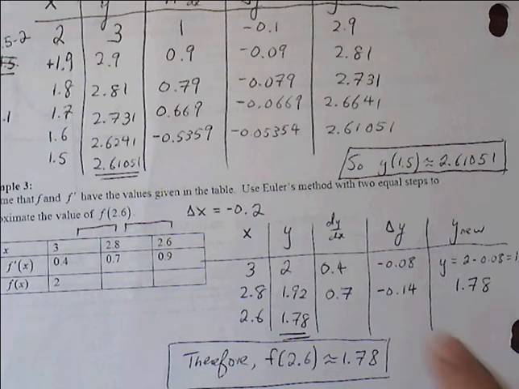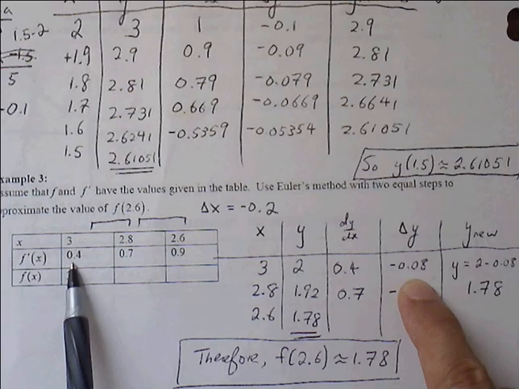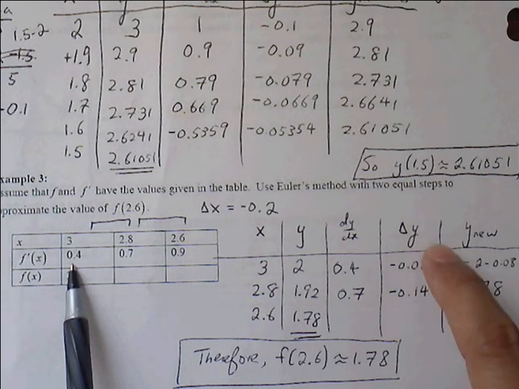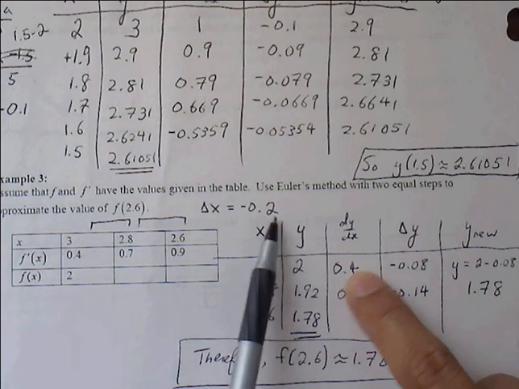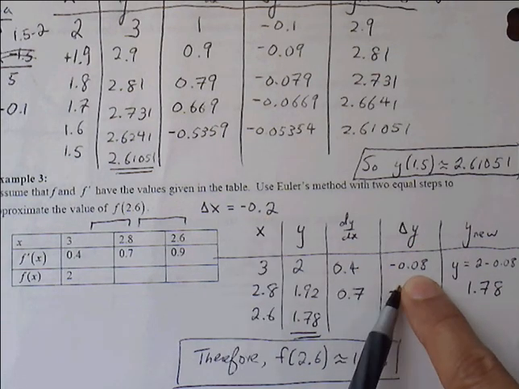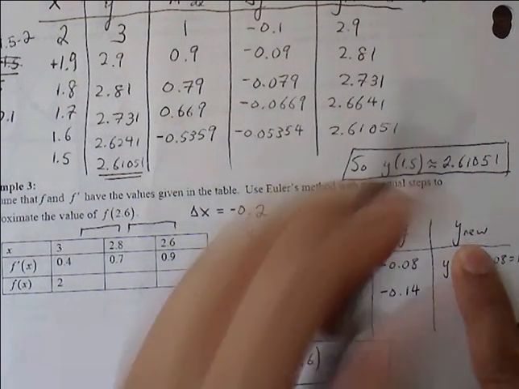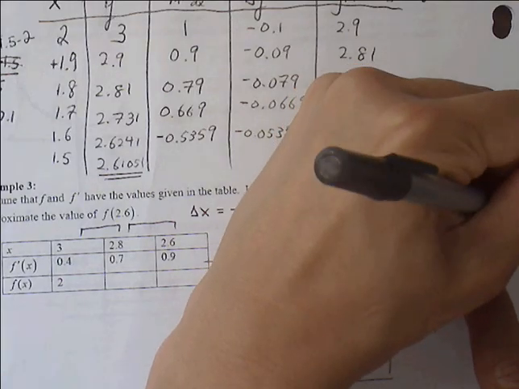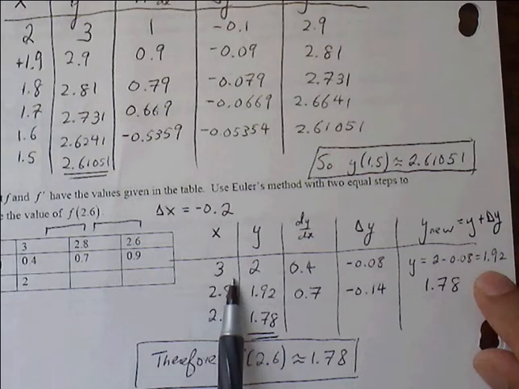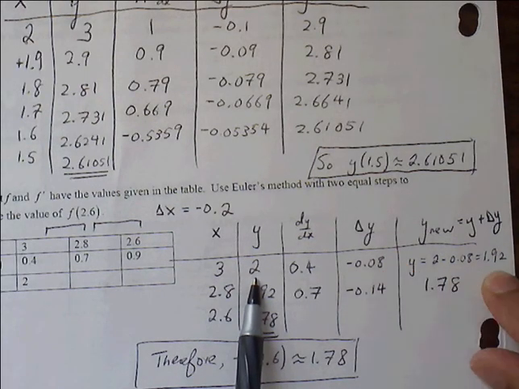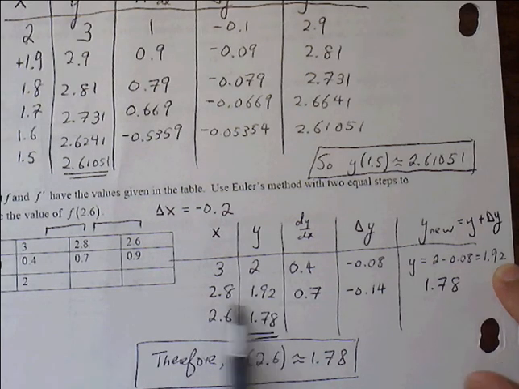dy over dx. F prime at 3 is 0.4, so we fill that in. Delta y is just going to be m times delta x. So m is 0.4 times delta x, which is negative 0.2, so 0.4 times negative 0.2 is negative 0.08. Our new y is just going to be y plus delta y. So our y value is 2, and our delta y is negative 0.08, which gives 1.92. So we bring that value down to our next line for our y value, and we start again.